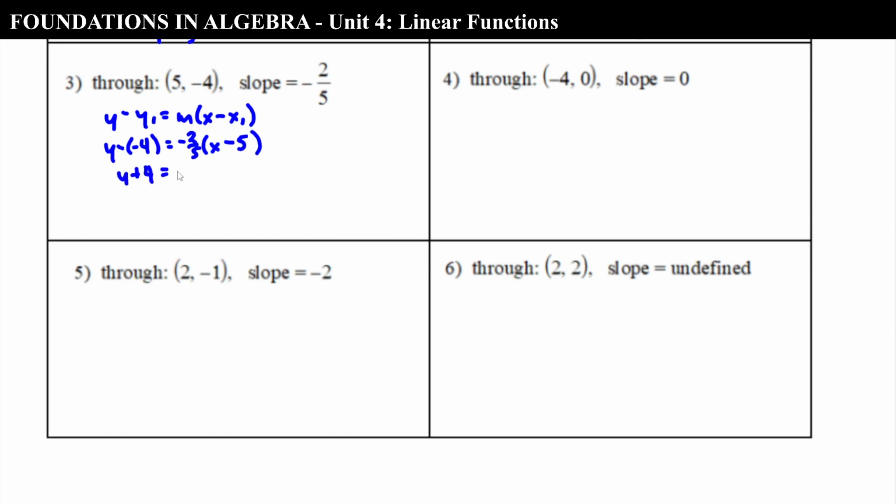We clean up the left side. We distribute the right side. Negative 2/5 times negative 5 is going to give me positive 2. And then we're going to subtract 4 from each side. And so we get y equals negative 2/5 x minus 2.